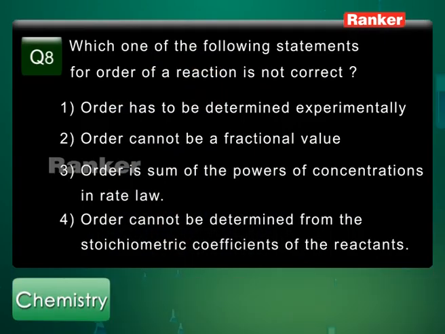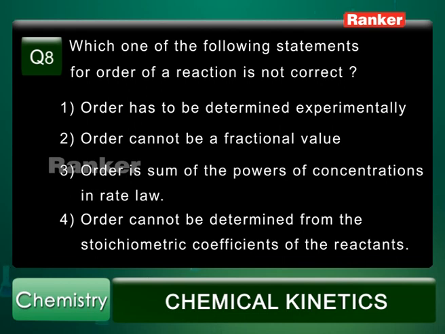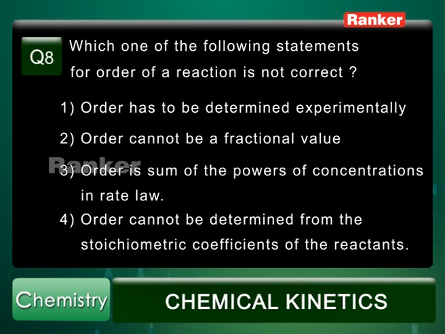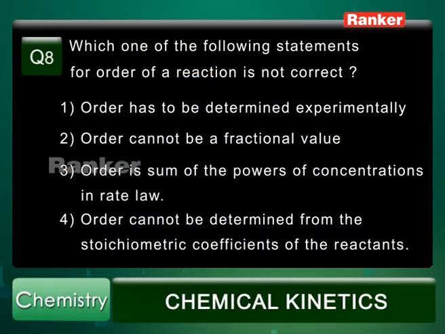Second option, order cannot be a fractional value. Actually, this is an incorrect statement. Order can be 0, order can be even fractional. So, second option is the answer. It is an incorrect statement. Let us see the third and fourth options also. Order is the sum of powers of concentrations in the rate law. This is correct. It is the sum of powers of concentration terms in the rate equation. Fourth option, order cannot be determined from the stoichiometric coefficients of the reaction.